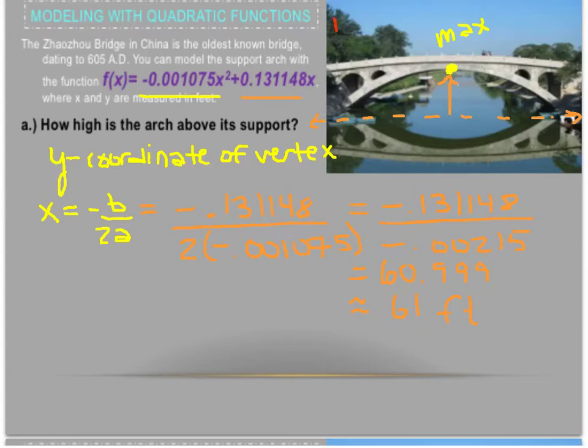Well, if we treat this like a coordinate plane, here's the y-axis, here's the x-axis. If I'm looking at the x-coordinate of my vertex, I'm looking at the distance from 0, 0 to where my vertex is. So this distance right here is 61 feet. All right, now I want to find this distance here.